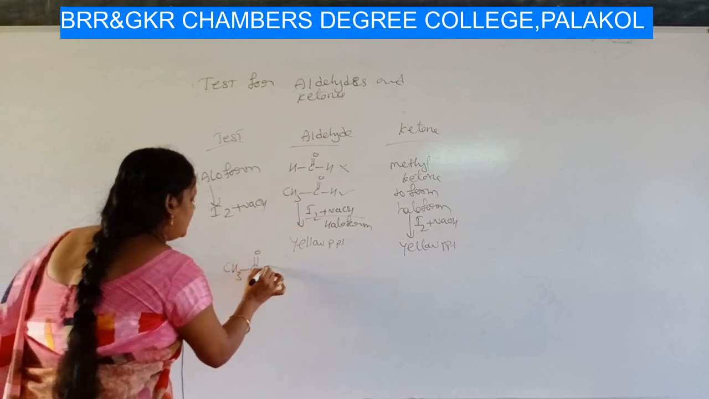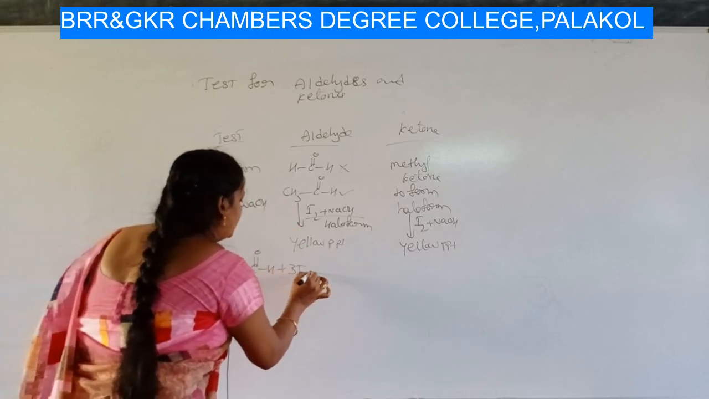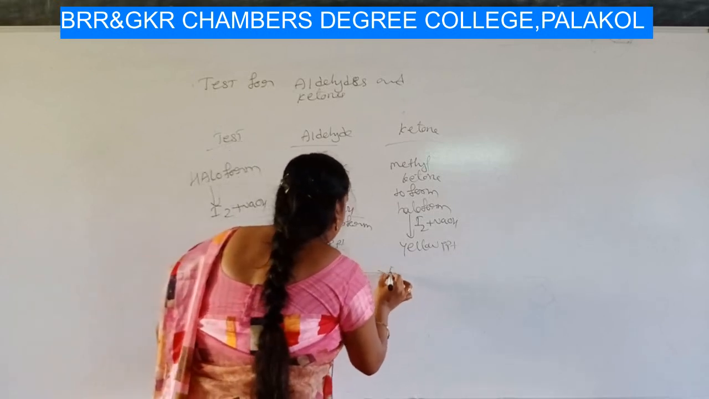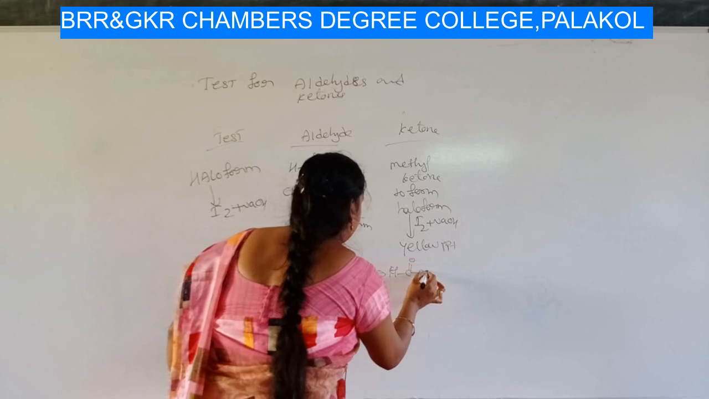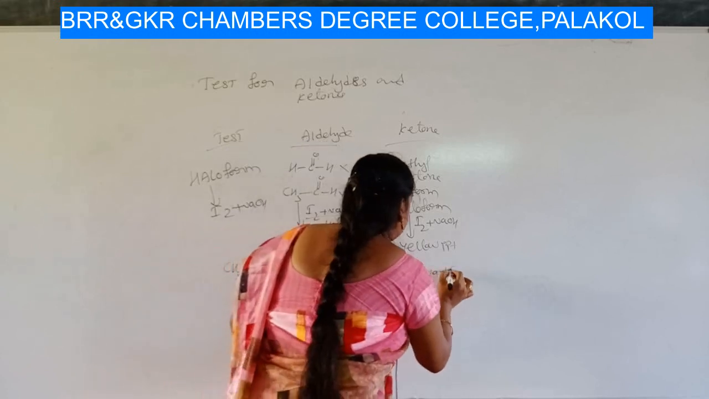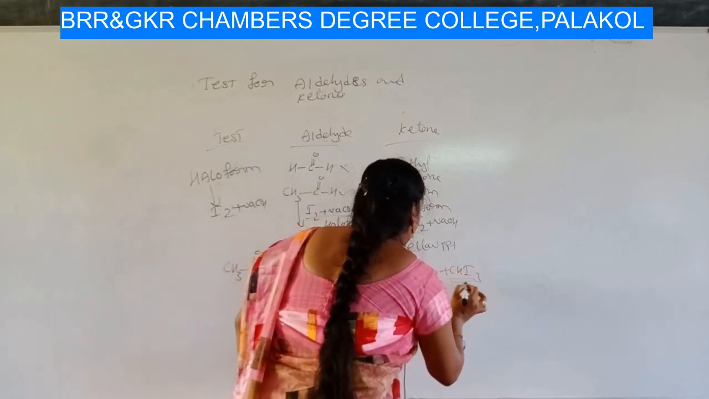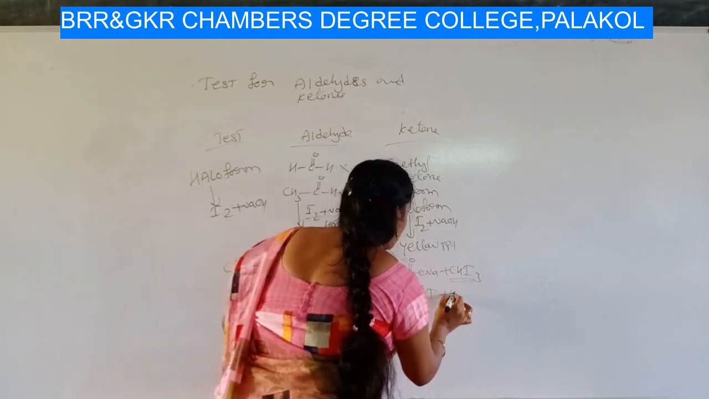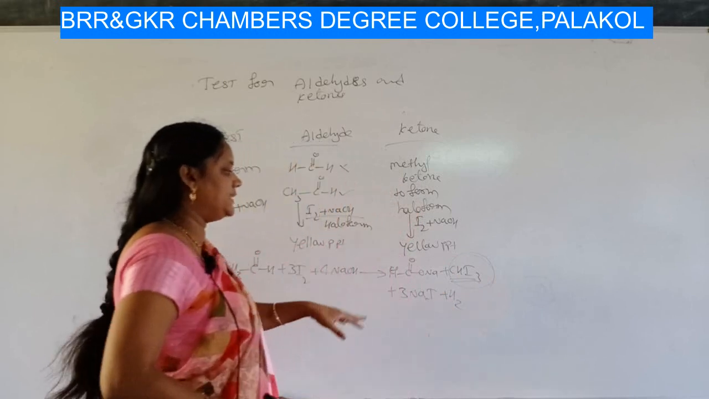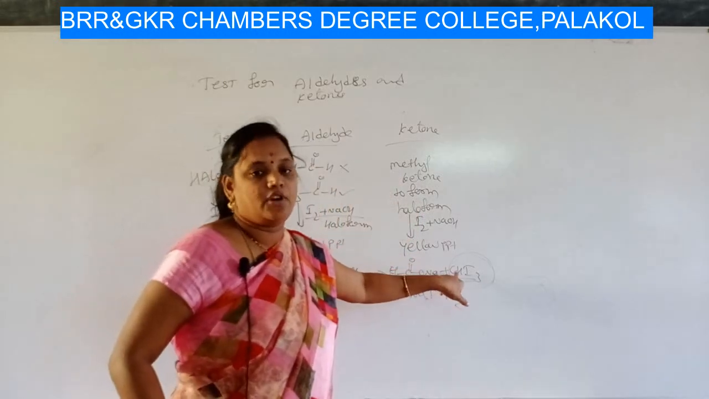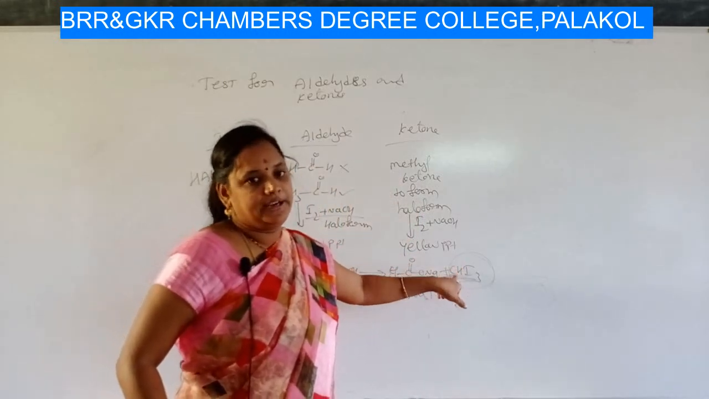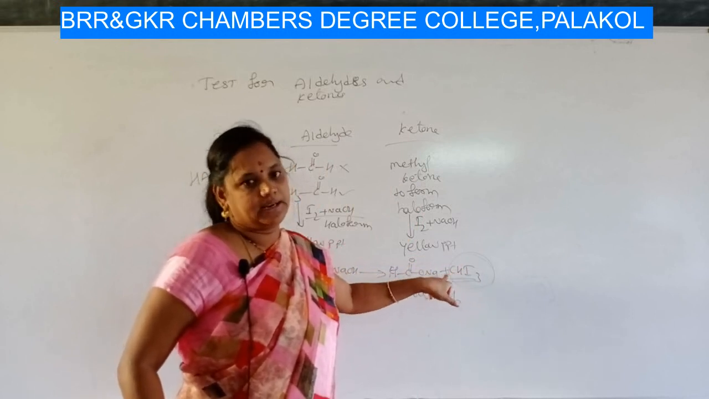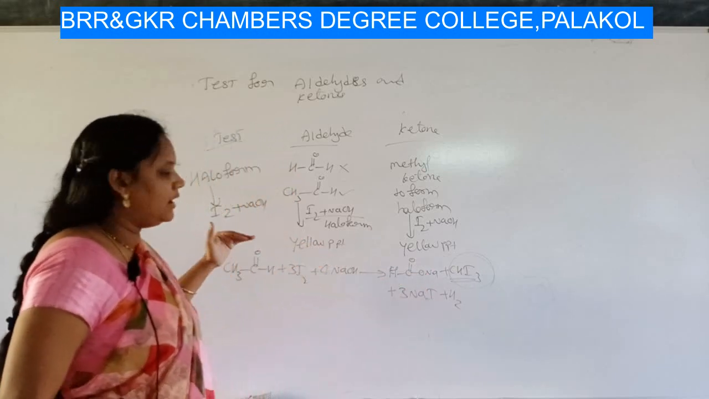CH3CHO plus 3I2 plus 4 NaOH gives rise to HCOONa, sodium formate, plus CHI3, iodoform, plus 3NaI plus water. This CHI3 indicates the formation of yellow color precipitate. This is the iodoform, CHI3, triiodomethane, in the case of aldehyde.